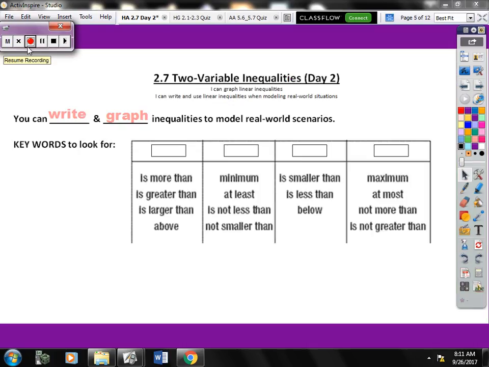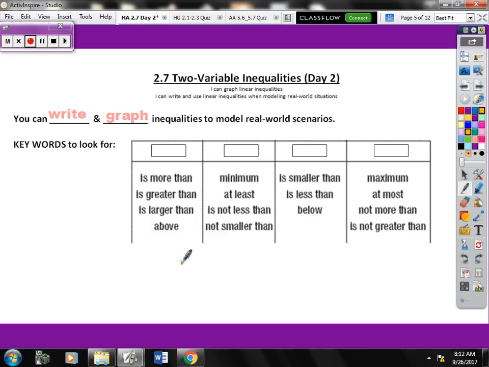Two blanks say that you can write and graph inequalities to model real-world scenarios. The first chart that we see has some key words to help you with your word problems. Each of these boxes we're going to fill in with one of our symbols: greater than, less than, greater than or equal to, or less than or equal to.